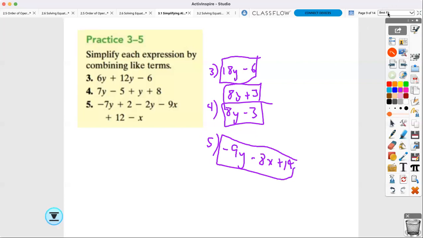All right, let's look at number 3. 6y plus 12y minus 6. When you add the 6 and 12, it is 18y, and then the minus 6 is still there. So number 3 is right.